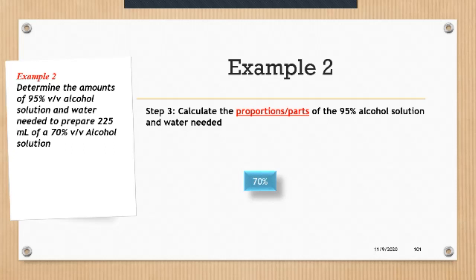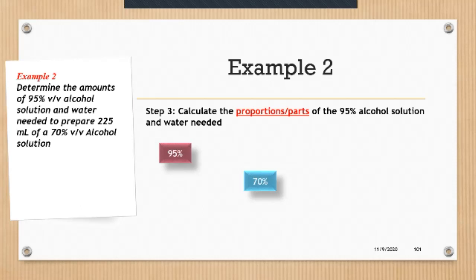Now remember, we had said that if you're going to be preparing a concentration from mixtures, one concentration must be greater than the concentration we desire, and the other concentration must be less than the concentration we desire. So let's make sure that this criterion is met. We have 95% alcohol, so that's good. So we put the 95% there. And then we have water.